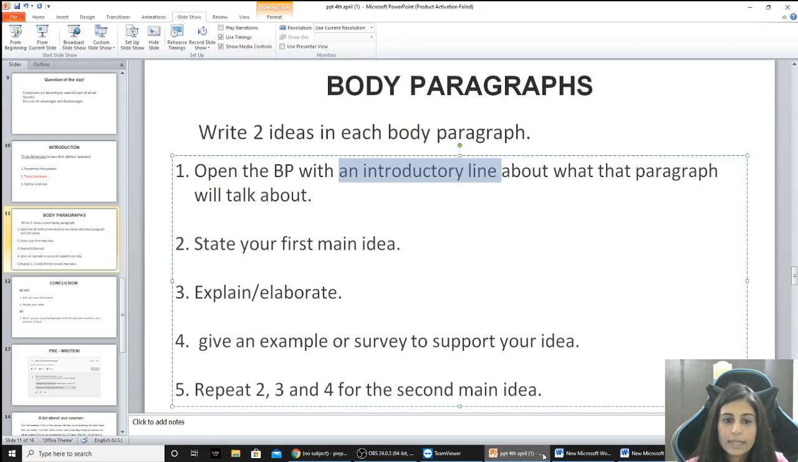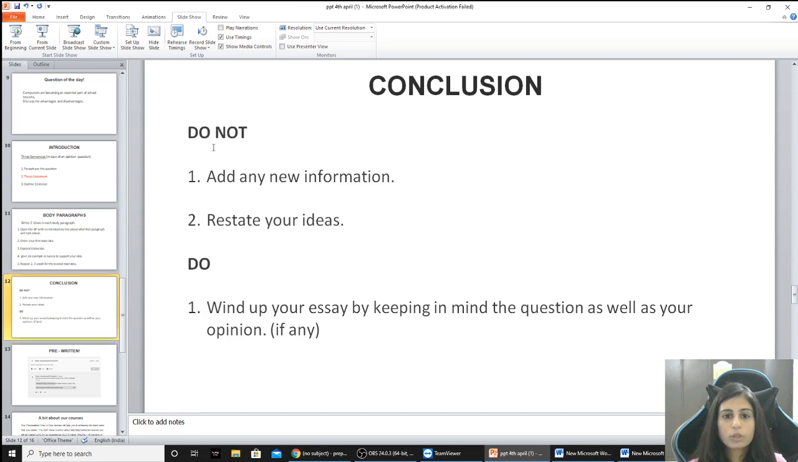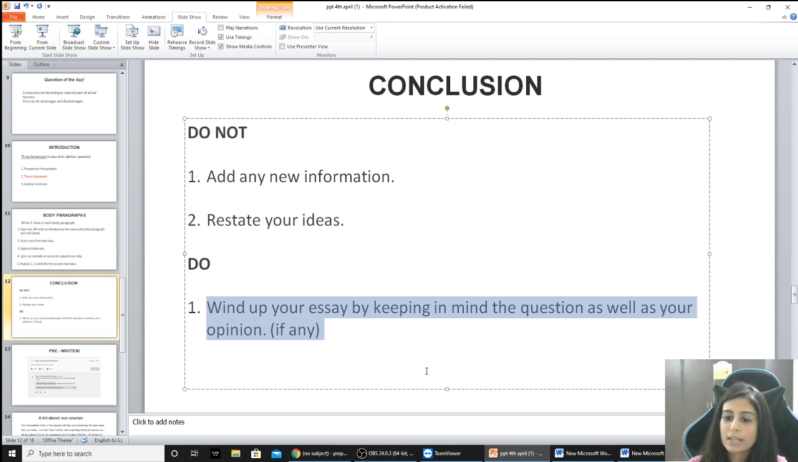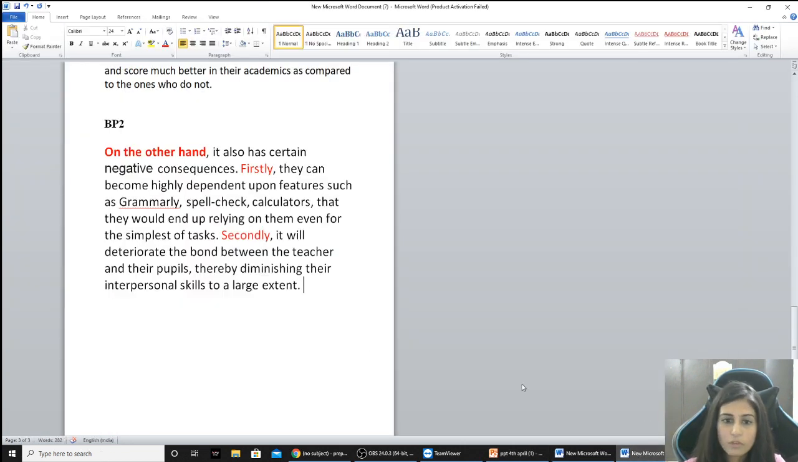Last but not the least, let's write the conclusion. So here is the conclusion again. We just have to wind up our essay by keeping in mind the question, and if the question has asked us for our opinion, we'll also give that. So here, conclusion. Okay. So what have we written in this essay? We have just talked about the advantages and disadvantages of computers in a school setting. So we'll just wind up like that itself. We'll be saying to recap.